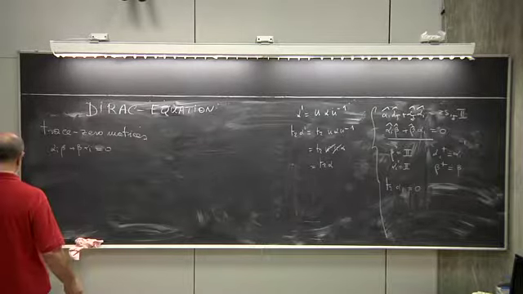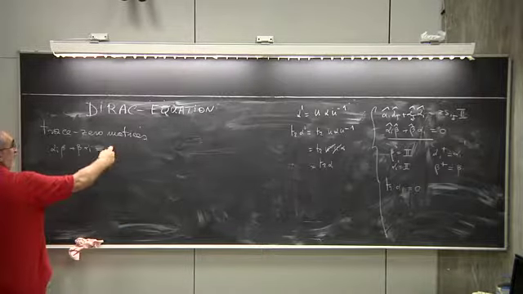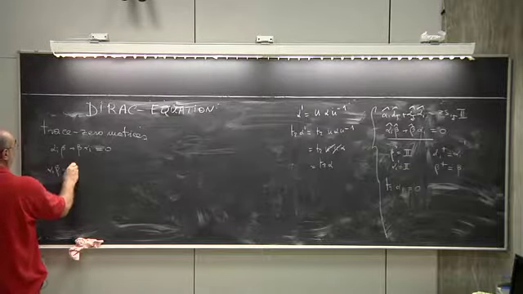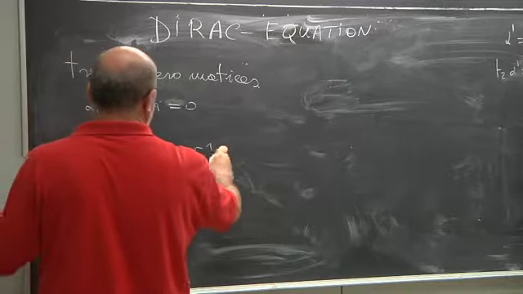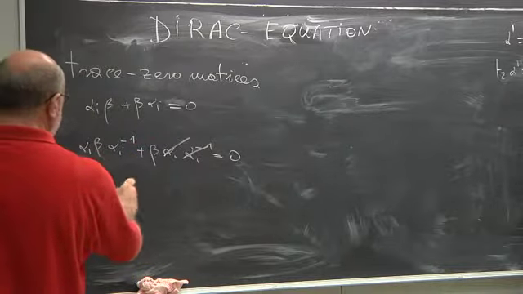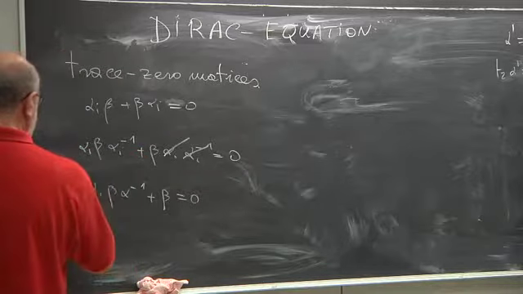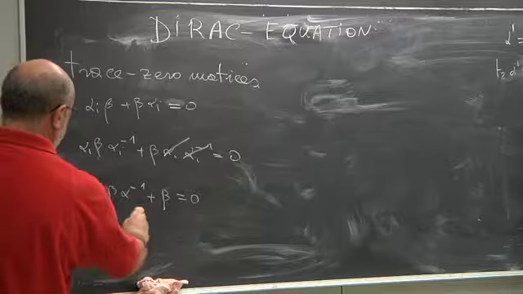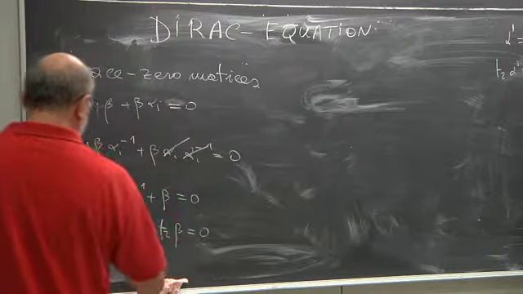Now, let's multiply this relation by alpha_i to the minus 1 from the right. So alpha_i beta alpha_i to the minus 1 plus beta alpha_i alpha_i to the minus 1 equals 0. This gives me 1. I have alpha_i beta alpha_i minus 1 plus beta equals 0. Let's take the trace. I have the trace of alpha_i beta alpha_i minus 1 plus trace beta equals 0.